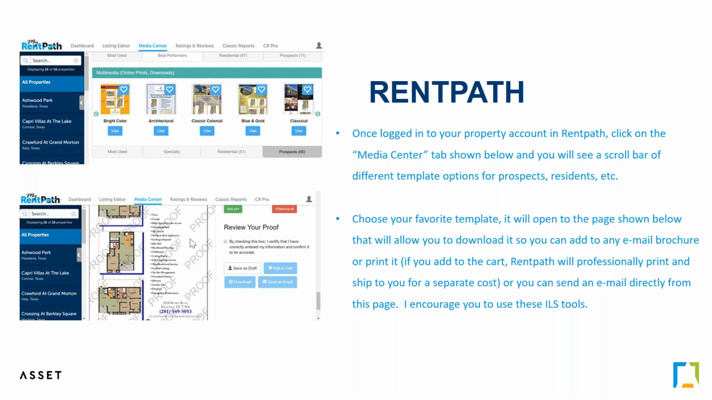And you see where it's created the template. You can make your edits, make your changes, add in your links to videos or whatever you want to put in there. You can save it as a draft if you want to, or you can send now immediately as an e-brochure email, or you can download it and do whatever you want with it. But this is great that you can send it right from RentPath to your list of prospects that have come through RentPath. You also can add it to the cart if you want them to print it for you for a separate cost. But of course, this time, we're going to utilize the emailing and doing the e-brochure.